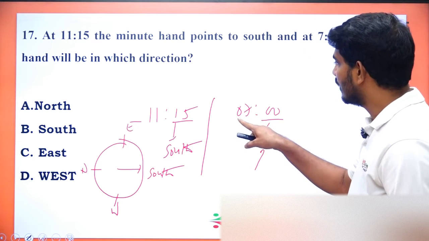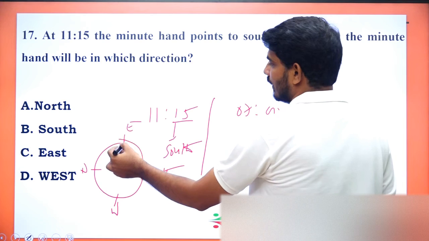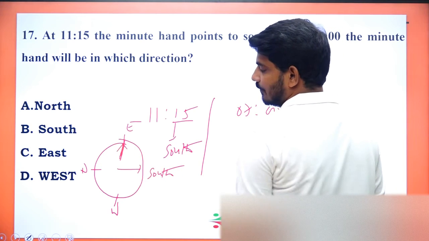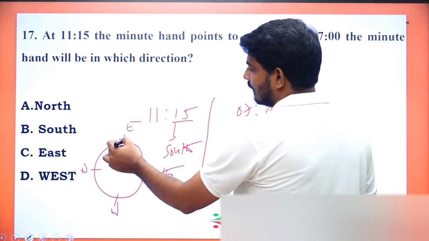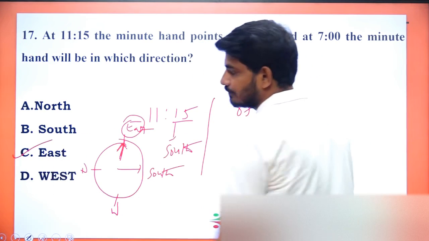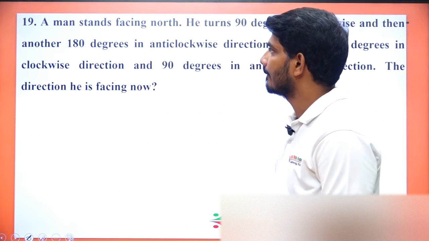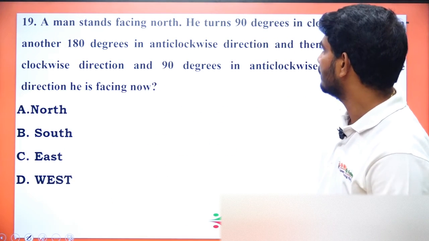Next, what is the question asking? At 7 o'clock, the minute hand will be in what direction? So usually 0 hours will be like this, 0 minutes. So this will be in what direction? East direction. So the answer for this problem is east.